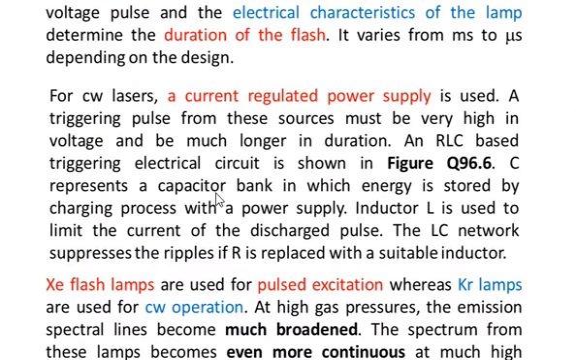So C represents a capacitor bank in which energy is stored by charging process with a power supply. Inductor L is used to limit the current of the discharged pulse. The LC network suppresses the ripple if R is replaced with a suitable inductor. So you see that the ripple of the pulse can also be controlled. The discharge current can be controlled through the control of the inductor. And then of course the charging time and the discharge of the RLC circuit can also be controlled using the components.